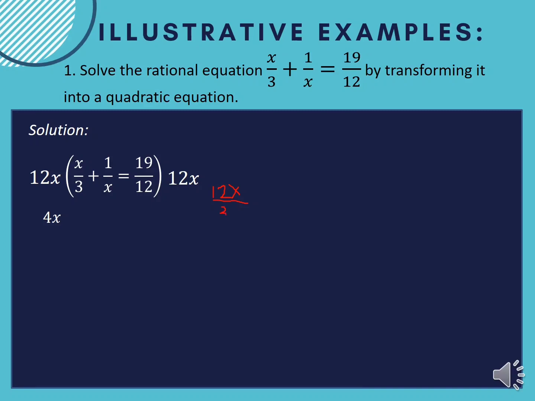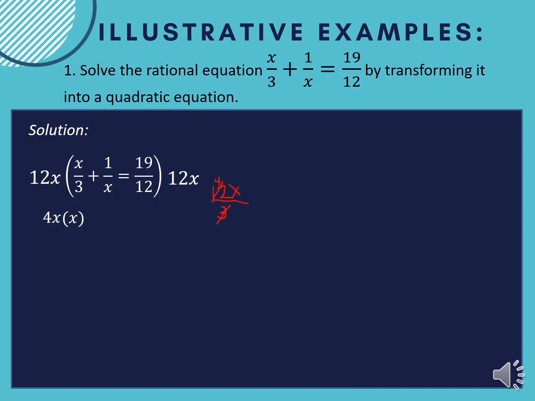Doon muna tayo sa isang term, kay x over 3. So, 12x divided by 3, ang 12 divided by 3 is 4. Tama ba? And then, so we have 4x. 12 divided by 3, we have 4. So, therefore, 4 times x is 4x. Then, after ma-divide, anong gagawin? I-multiply natin si numerator. Si numerator natin ay si x.